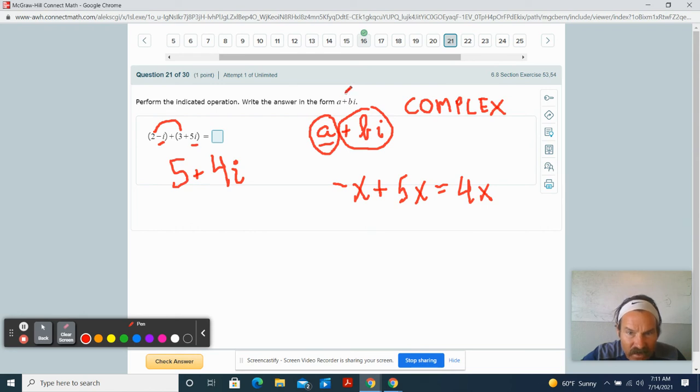Okay, this is the form you want to write it in. You don't want to write it as 4i plus 5. You want it as 5 plus 4i. Always the real number first and the imaginary number second. So that shouldn't be a problem. There's no simplifying you have to do. You just have to add them. Clear the screen here.